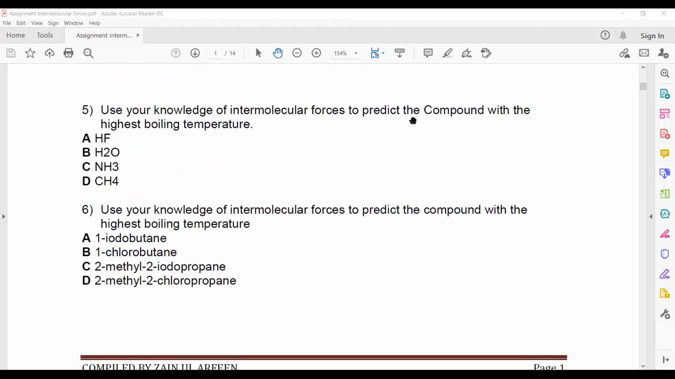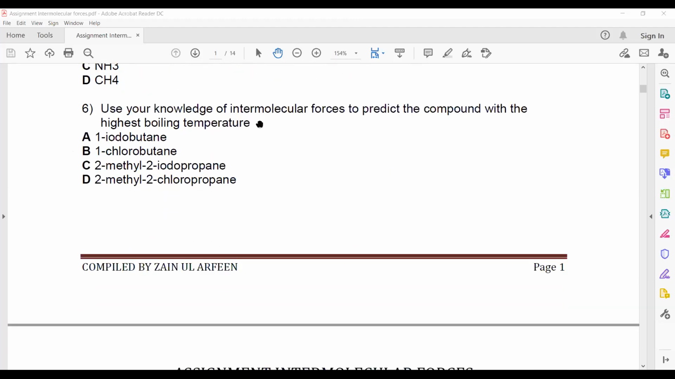Use your knowledge of intermolecular forces, predict the compound with the highest boiling point. Which compound will have the highest boiling point? Because in water, there are 2 hydrogen bonds as compared to any other. So water will have the highest boiling point.